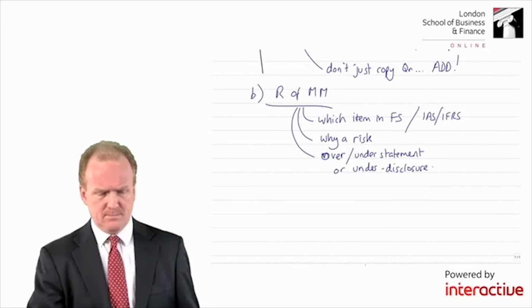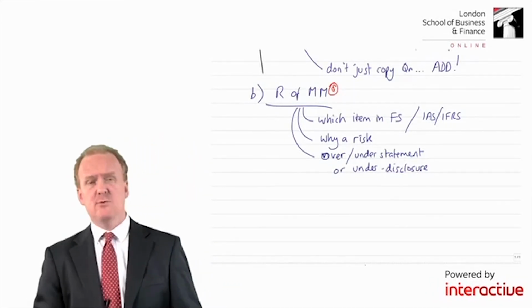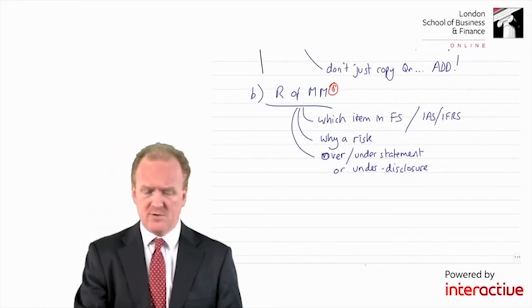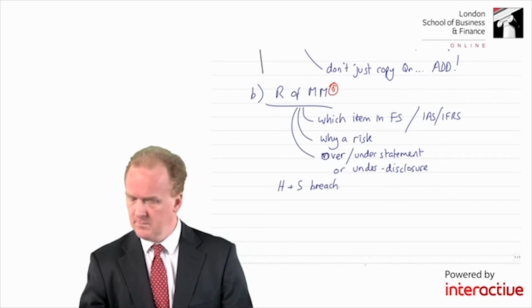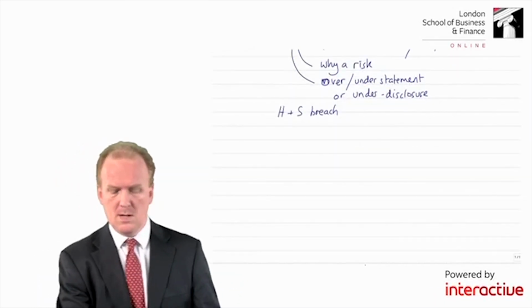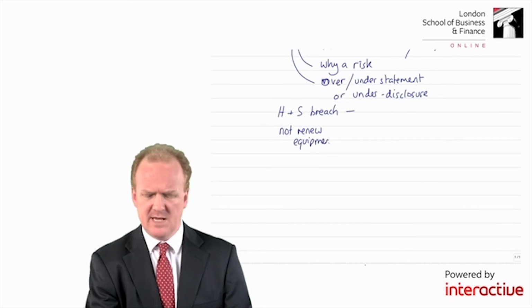Now, as long as my explanations follow that sort of approach, I'm going to pick up the marks. I saw in the question it was worth a total of 8 marks, and there are 2 separate things I've got to talk about. There's a health and safety breach, and they have decided not to renew some equipment. Gym equipment, I think it was.